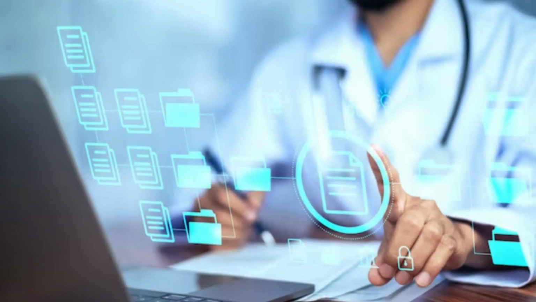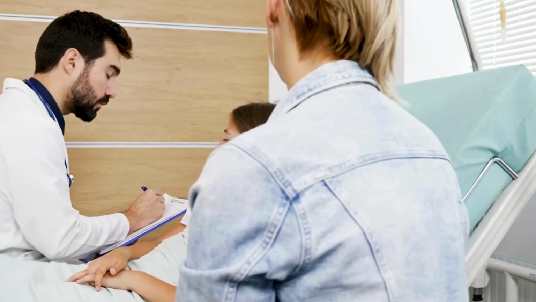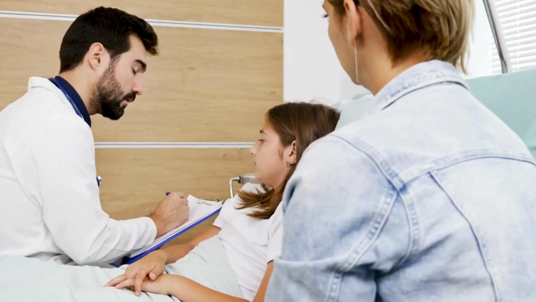Remember that clinical data management is at the heart of medical research. It shapes the future of healthcare and patient outcomes.